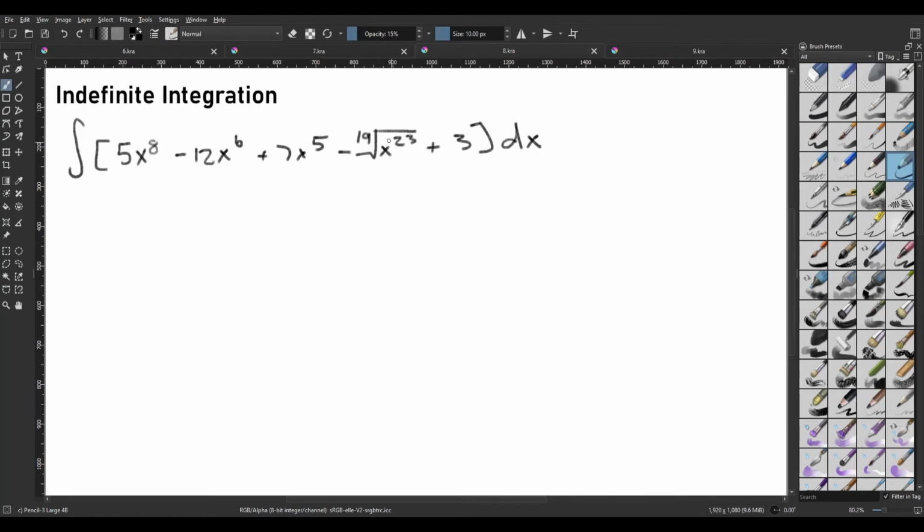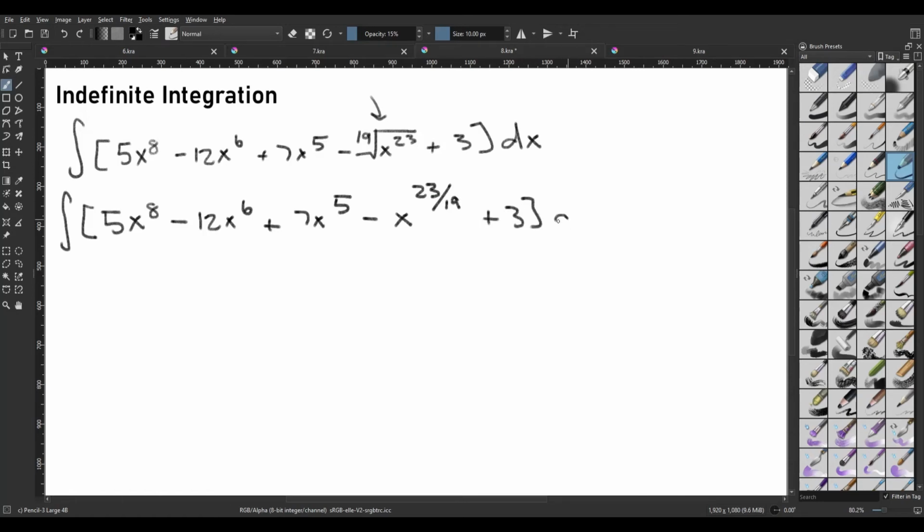So what do I recommend doing whenever we have a radical like this? We write it out again. So I'm going to go ahead and write my integral again here. 5x to the 8th minus 12x to the 6th plus 7x to the 5th minus x to the 23rd over 19 power plus 3, and then of course dx at the end. Now again, this step is completely optional. I always recommend doing it because all we do is turn the 19th root of x to the 23rd into x to the 23rd over 19th power. This is the same thing.